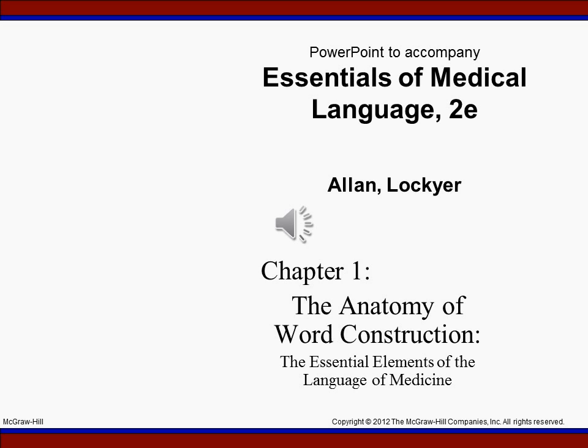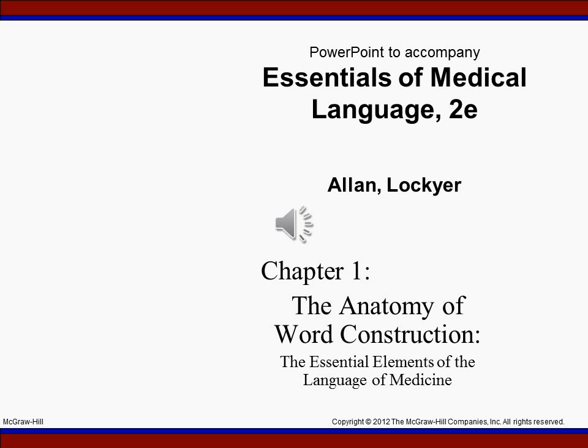We're talking about the anatomy of word construction, coming from Essentials of Medical Language, the second edition, Allen and Locker. We're talking about Chapter 1, the anatomy of word construction, from the book Essentials of Medical Language, the second edition, Allen and Locker.